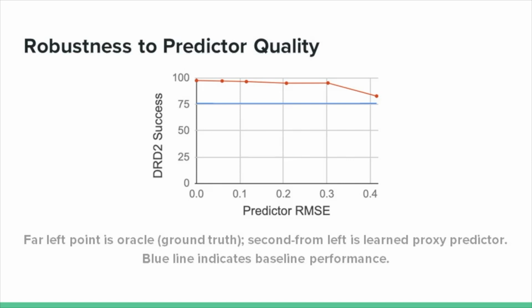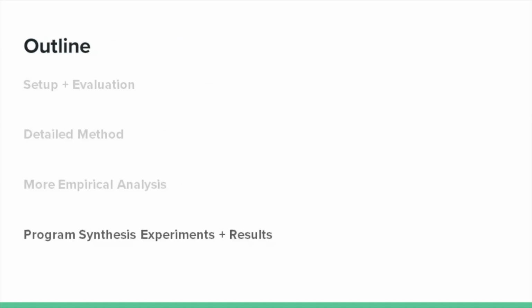And actually, if we look at the x-axis, the test set RMSE between the ground truth evaluator and the proxy predictor has to go all the way up to 0.4 on this task, on a property that only ranges from 0 to 1, before you start to see a large drop in performance. So this analysis is indicating that our algorithm is pretty robust to the proxy predictor, so it might be viable for more difficult to predict properties as well. Okay, and you can find the rest of the analysis and ablations in our paper.